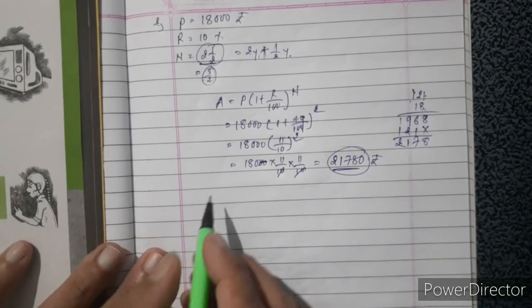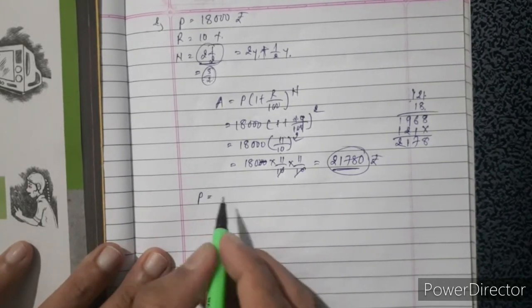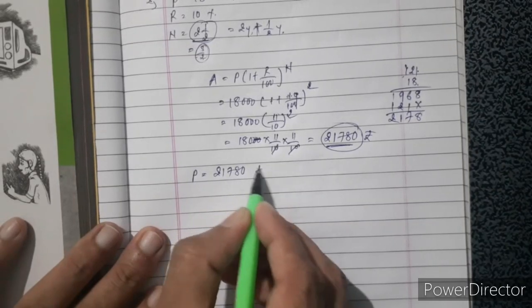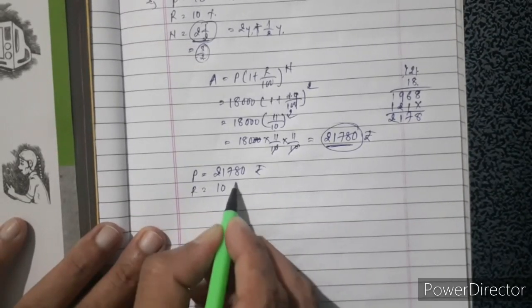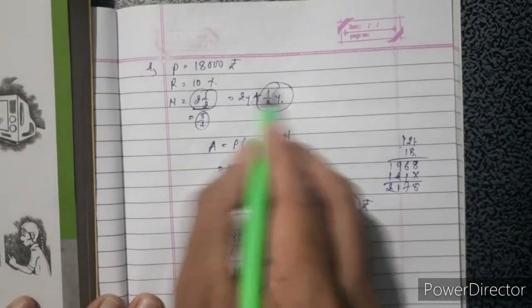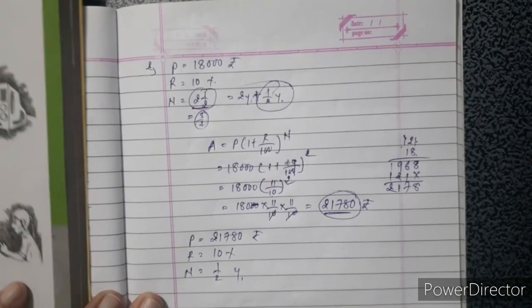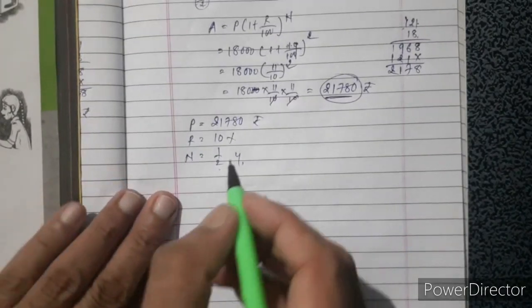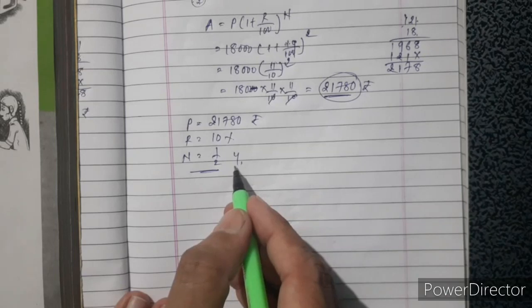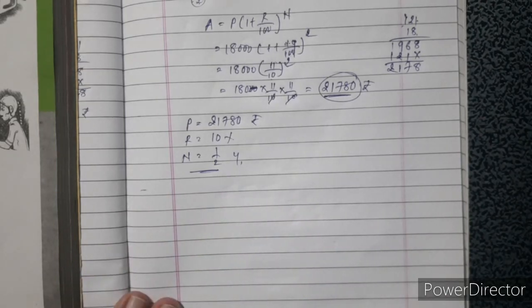Now this one is A. A is the principal amount for next year. So now you just take P equal to 21780 rupees, R equal to the same 10%, and N equal to 1.5 year, because here 1.5 year is left. Now for this one you just take simple interest, because that is less than 1 year, and for 1 year, otherwise less than 1 year, simple interest and the compound interest should be same.